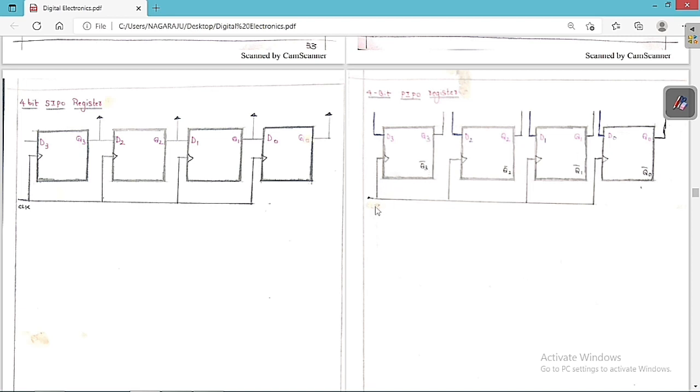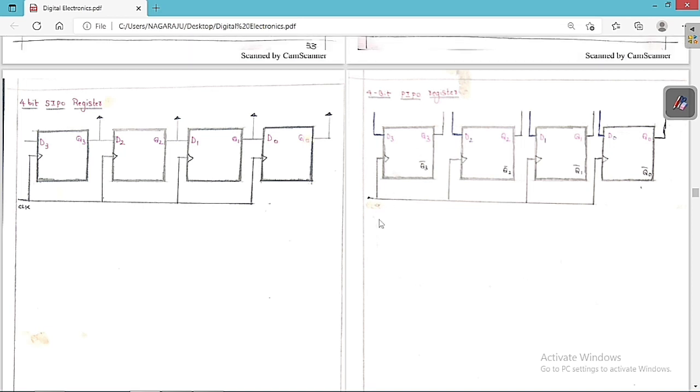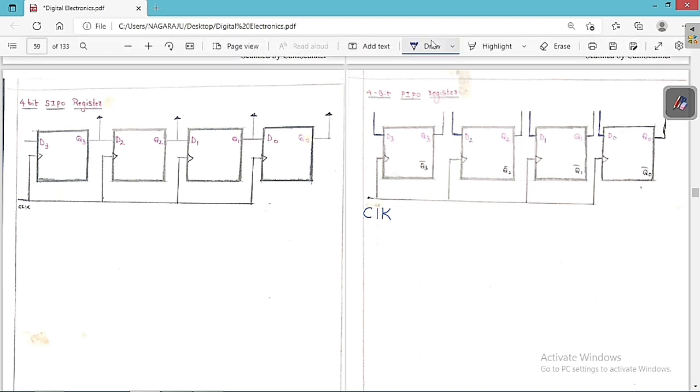We are going to give a positive triggering clock for each and every flip-flop. This is called the clock, which is basically a clock signal. For each and every flip-flop, we are going to give the same clock. At the same instant, we are triggering each and every flip-flop. So it is called a synchronous clock.